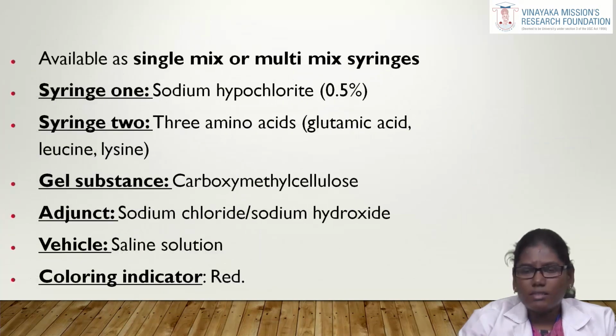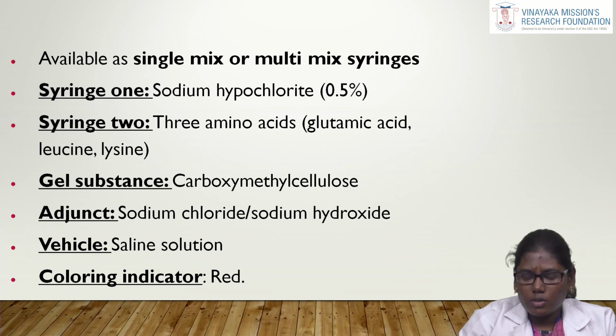Carisolv. And this Carisolv agent is available in various types of syringes, like single mix or multi-mix syringes. Its composition is based on two syringes: syringe 1 comprises sodium hypochlorite 0.5%, and syringe 2, the other syringe, comprises three amino acids. This is the difference between Carisolv and the Caridex delivery system. It consists of three amino acids, glutamic acid, leucine and lysine, and also other active ingredients like gel substance, adjunct, vehicle and coloring ingredient.